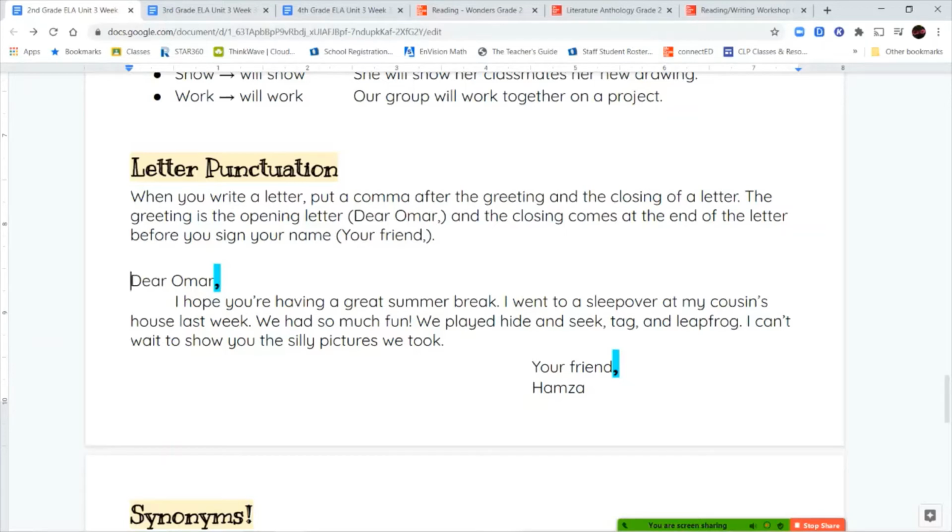And I have the body of my letter where I'm telling Omar all the things that were done. And then at the end, your friend, comma, Hamza. So your friend is the closing, right? That's how you're showing that your letter has now come to an end and you're going to sign your name. So you always put your name right after the closing so the person knows who the letter is from. So your friend, comma, Hamza. So those are the places we're going to focus on adding punctuation for our letters for now.